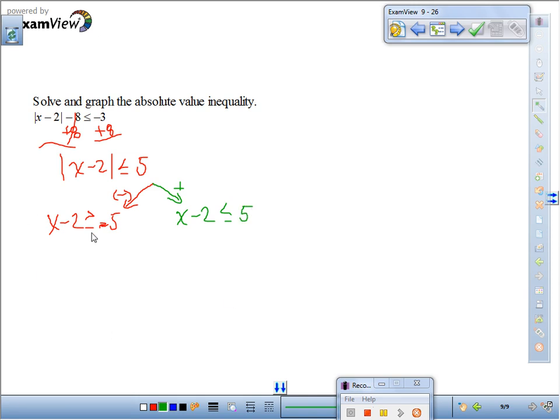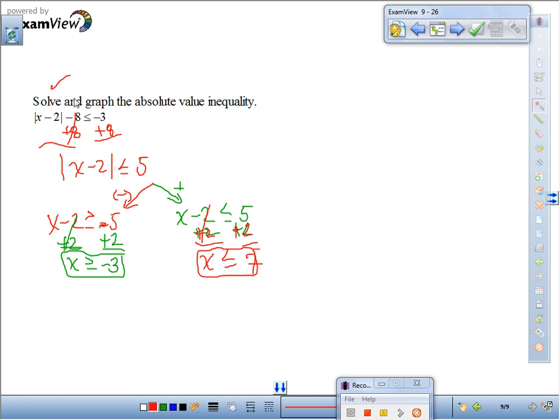Okay? From there, can we solve? Yes. So plus 2, x is greater than or equal to negative 3. And the other one, plus 2, x is less than or equal to 7. Are we done solving? Yes, we're done solving. Now we need to graph. So get your ruler, get your number line ready.